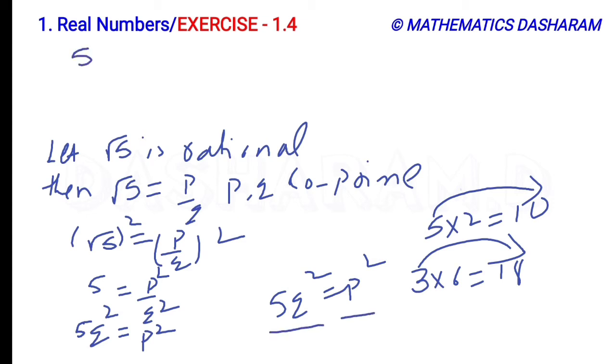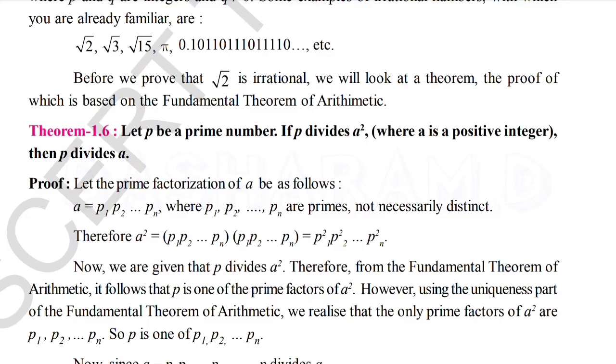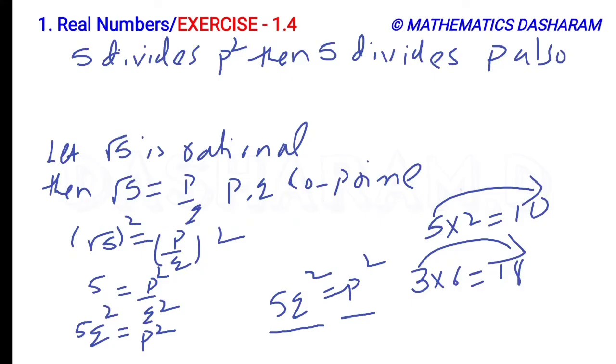That means 5 divides p², and 5 is a prime number. So then 5 divides p also. Why? Because we have a theorem. Theorem 1.6: let p be a prime number, if p divides a², then p divides a. So that is why here, 5 is a prime number, 5 divides p², then 5 divides p also.